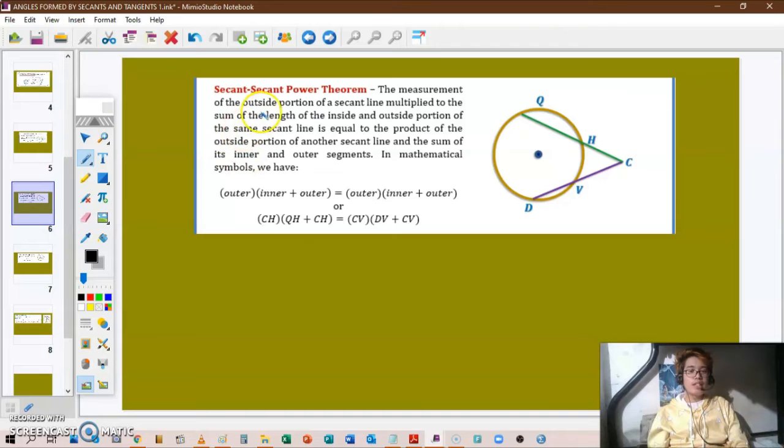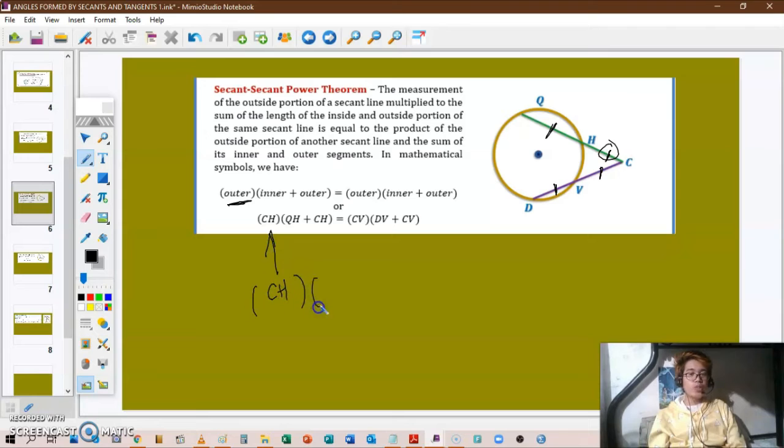Then next, we have the secant power theorem. For this one, we have two secant lines. To get the measurement of QH, DV, HC, and VC, first we have to multiply the outer segment. If we start with CH, that's the outer segment, multiplied by the inner segment, which is QH plus the outer, CH, and that's going to be equal to the same pattern that we have here.